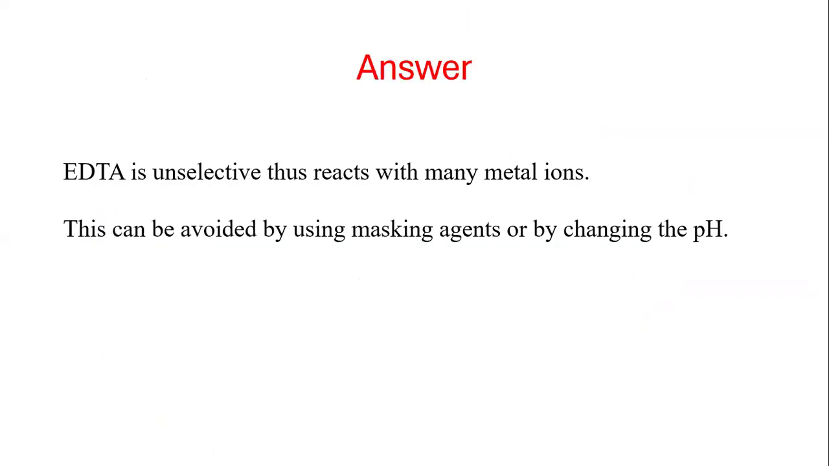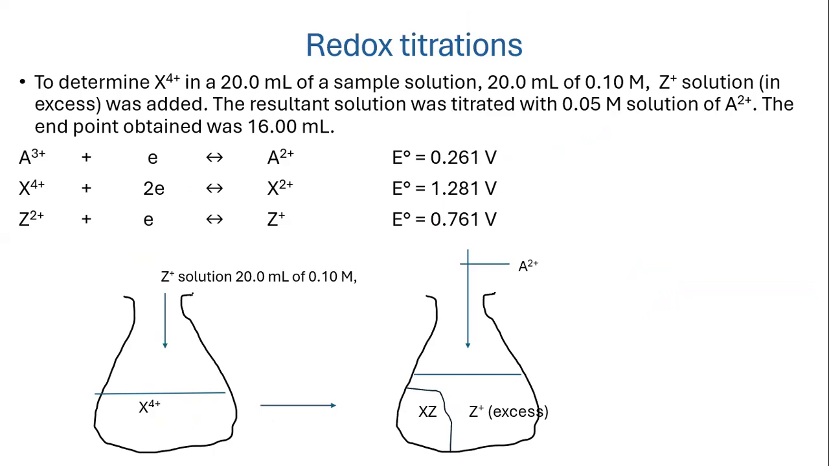Okay, now we'll move on to redox titration. Now here you have a sample solution and that is X4 plus, you have added excess of Z, right? Then the resultant solution was titrated with A2 plus, right? Now what is happening here? For X, you have added Z. Will there be a reaction taking place? How do you know?